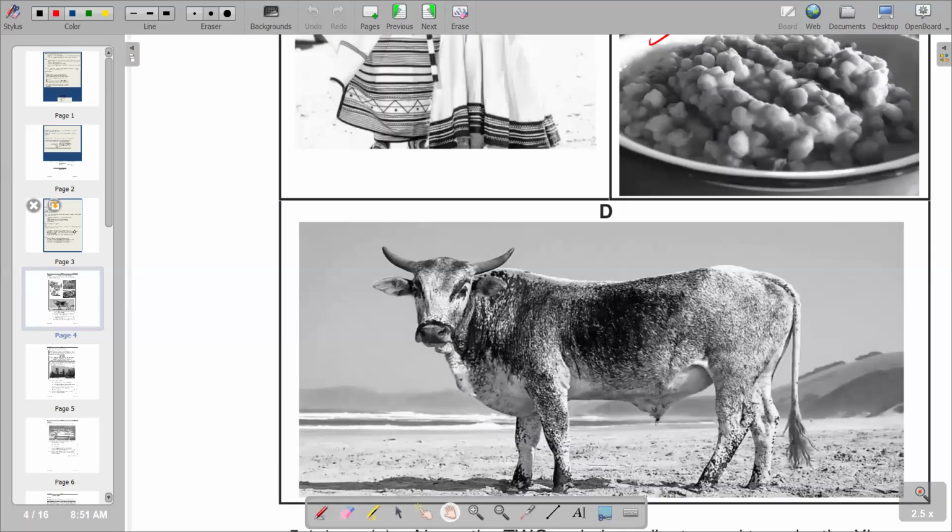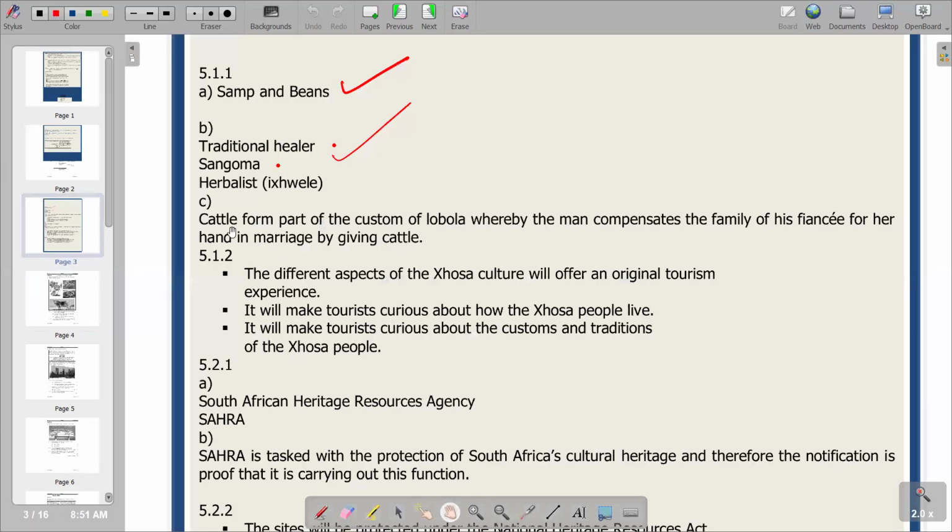So if you go to the other section, you see that the response that we have reads: cattle form part of the custom of lobola, whereby the man compensates the family of his fiancée for her hand in marriage by giving cattle. So that's the response that we have.